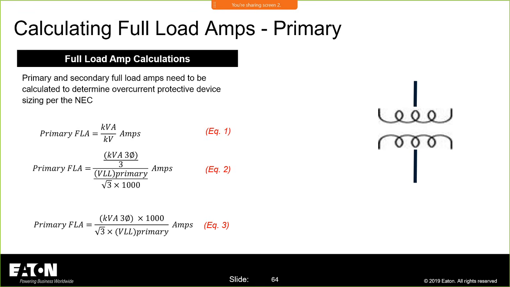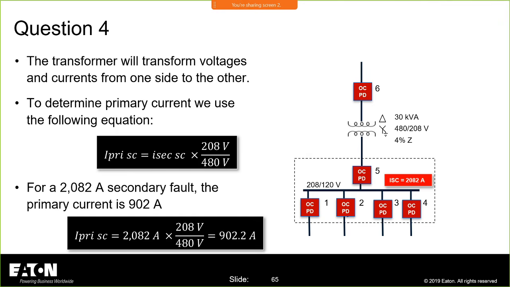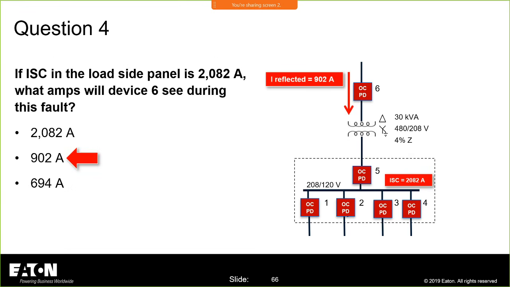I had 5 people in the class that knew how to calculate the full load amps of a transformer. I'm probably going to do a live stream on that one too, because I think it's very critical. These are the equations that you use, kVA over kV, basic information to calculate full load amps. I probably have too many slides in on that one, but 902 amps is the right answer. Good job to a good percentage of you on the call.